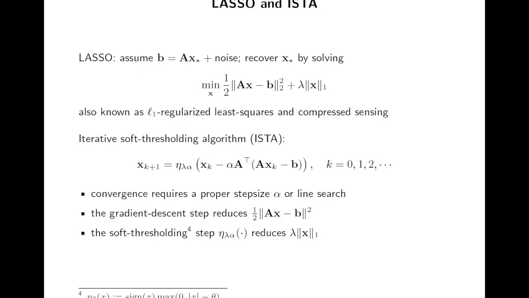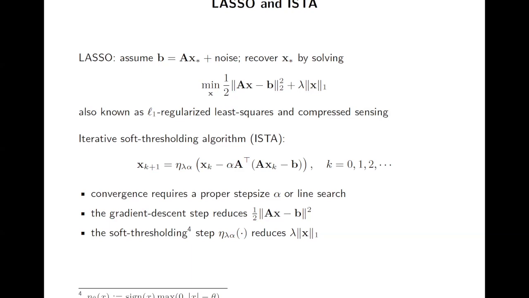So in this algorithm, in the bracket, we just do gradient descent. We just subtract the gradient of the quadratic term, and the eta here is the soft thresholding operator. It reduces the second term, the one norm of x. So it alternately handles the two terms in lasso. And with a properly chosen alpha, this algorithm converges to the minimizer of the lasso problem.